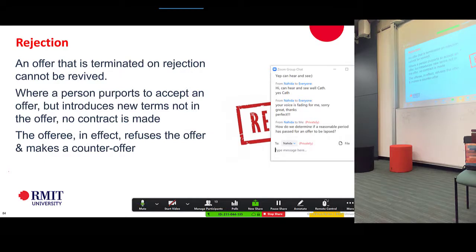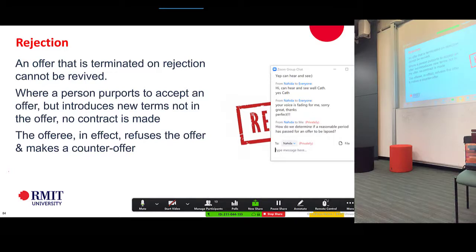Rejection. So offer is terminated on rejection. It cannot be revived. It can be replaced with exactly the same terms, but if an offeree says no to an offer, or even if they try to vary an offer in some way, the original offer is dead and buried. It has lapsed. It doesn't stop the offeror from reinstating, but technically they're just making a new offer on terms that are exactly the same as the terms that they made before.